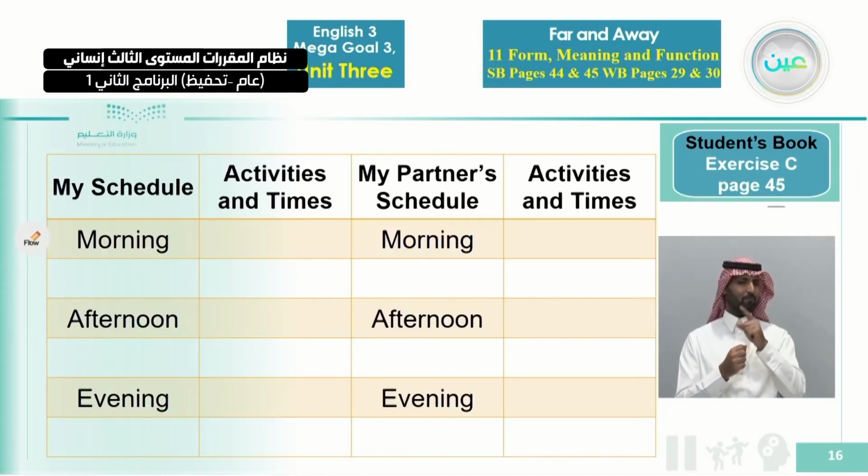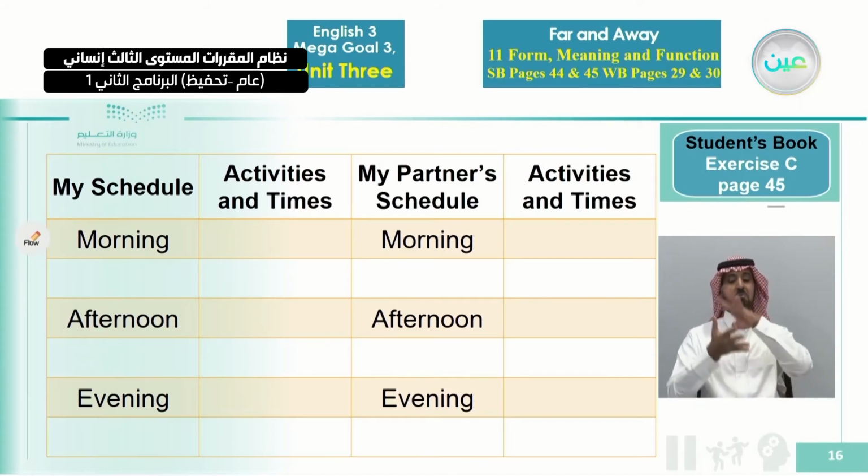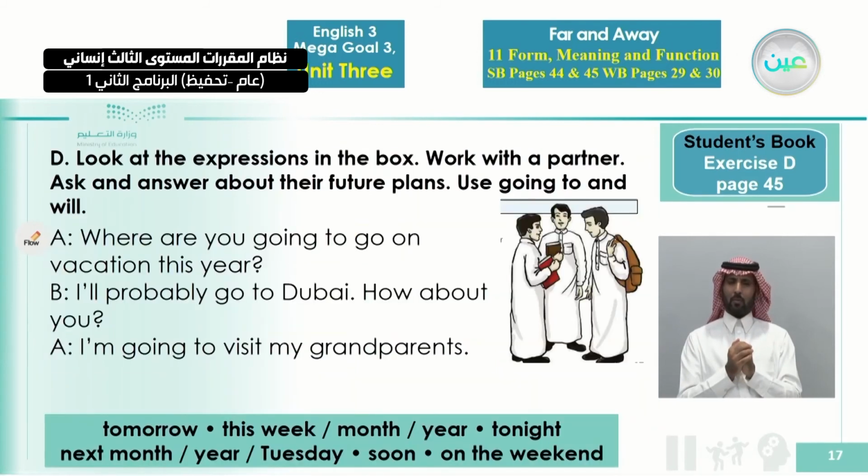This is the schedule, and you will need to fill it with my schedule: morning, afternoon, evening, activities and times. You need to fill the activity and the time that you are planning to do. And in the other column here, number 3, my parents' schedule. You need to coordinate your schedule with your parents' schedule, activities and time. So when you fill in this timetable, you can generate many questions. Now there is an exercise here also, which is in the student book, exercise D.